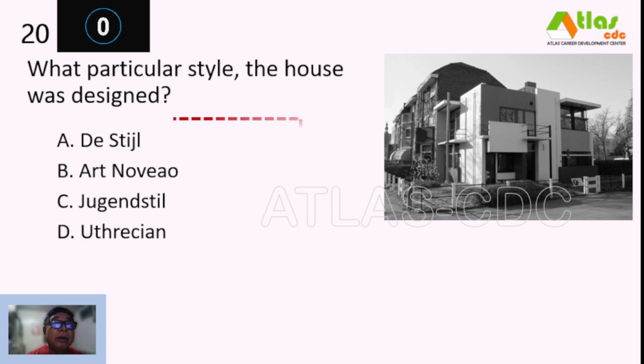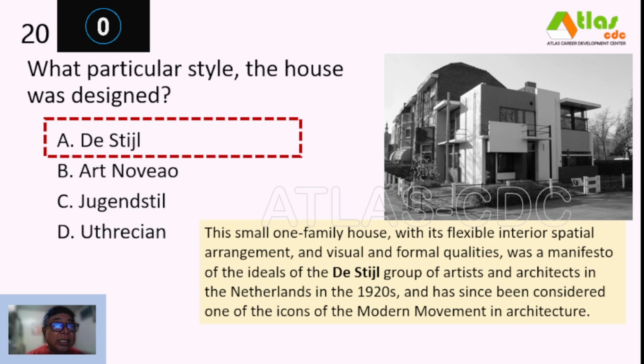And our correct answer is letter A, De Stijl. So this small one-family house with its flexible interior spatial arrangement and visual and formal qualities was a manifesto of the ideals of the De Stijl group of artists and architects in the Netherlands in the 1920s, and has since been considered one of the icons of the modern movement in architecture.